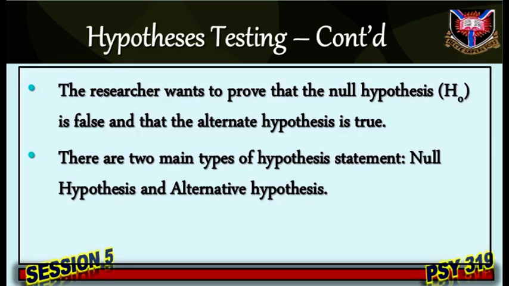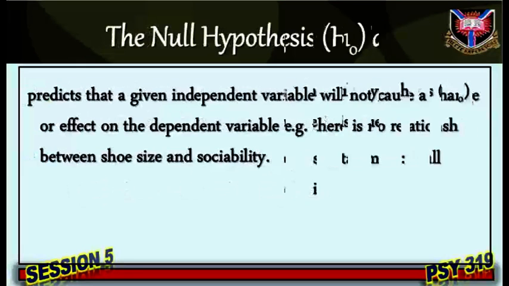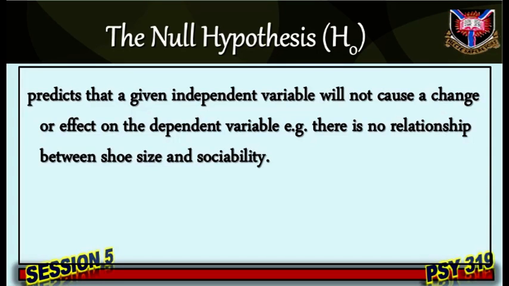There are two main types of hypothesis statement mostly stated in the literature. These are the null hypothesis and the alternative hypothesis. The null hypothesis, H0. The null hypothesis traditionally indicates that all the population parameters in an experiment which are represented by sample statistics are equal.